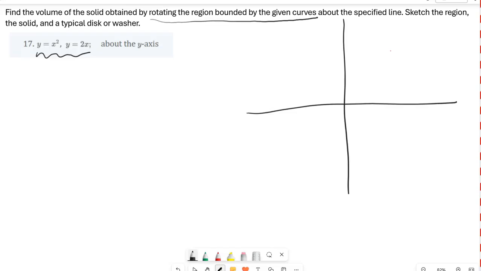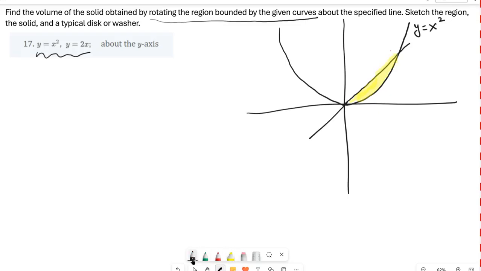y equals x squared is a parabola. So let's say this is y equals x squared. y equals 2x is a diagonal line passing through the origin. So let's say this is y equals 2x. The region bounded by these two is this highlighted region.